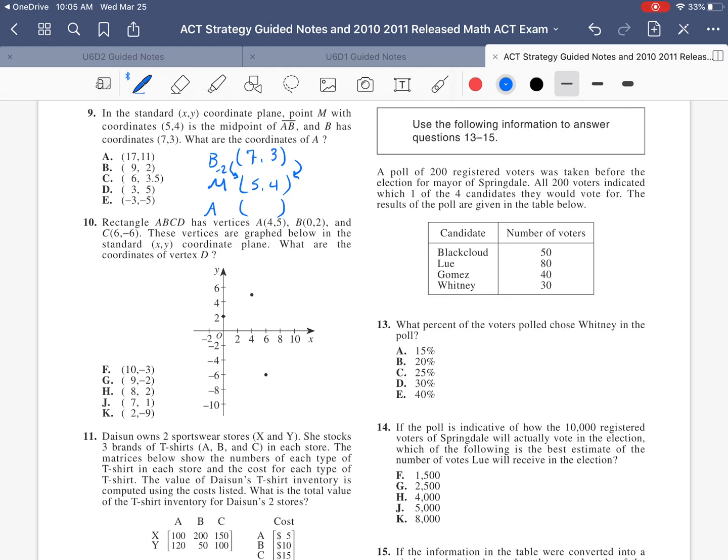7 to 5, you're going to subtract 2. 3 to 4, you're going to add 1. So if we subtract 2 again, we end up with 3. If we add 1 here, we end up with 5. So you should get 3, 5.